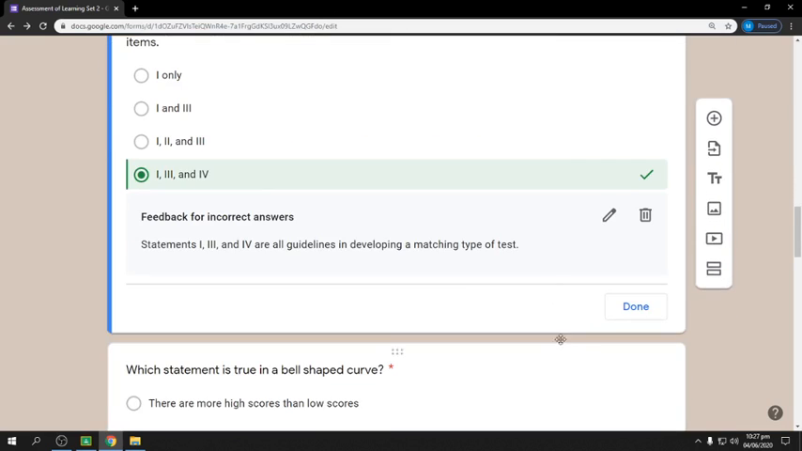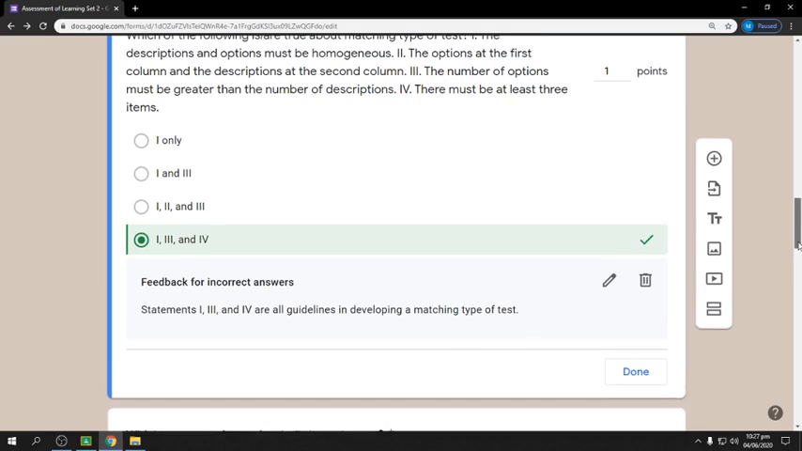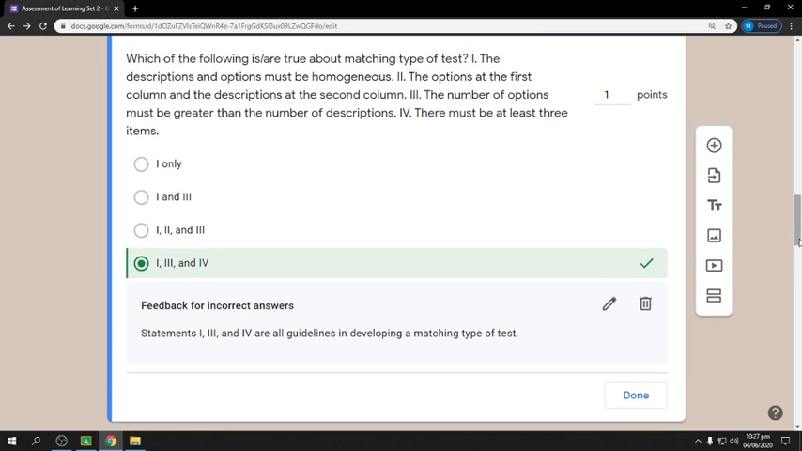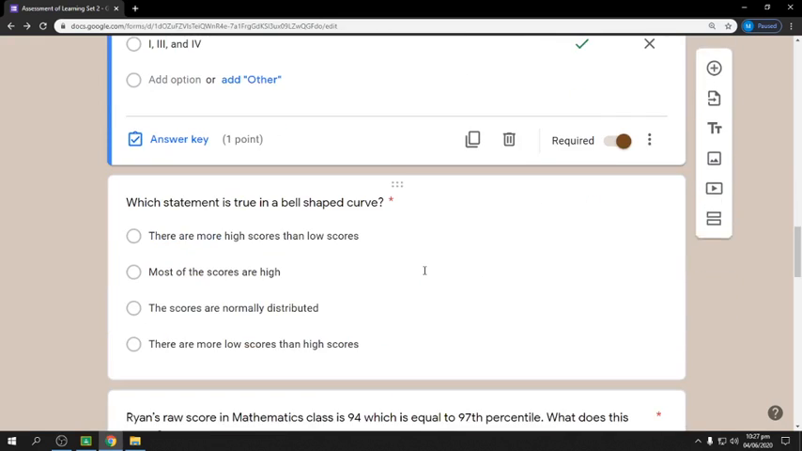Okay, so 1, 3, and 4. Statements 1, 3, and 4 are all guidelines in developing a matching type of test. Even if I didn't actually remember the options, I still was able to get the correct answer simply by using some logic and common sense. Okay, that actually helps. Let's move on to the next question here.